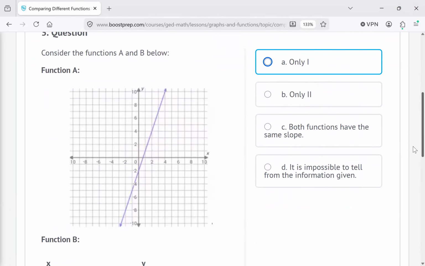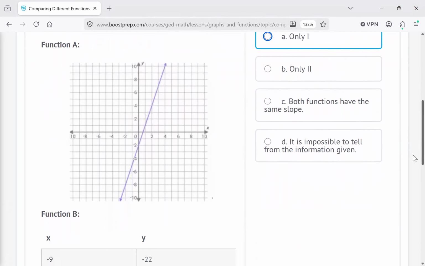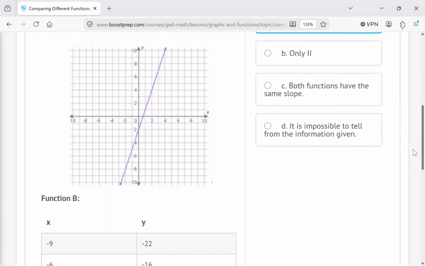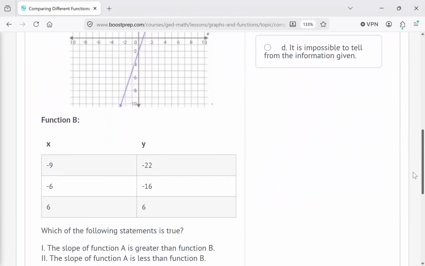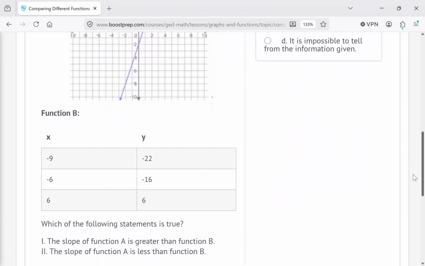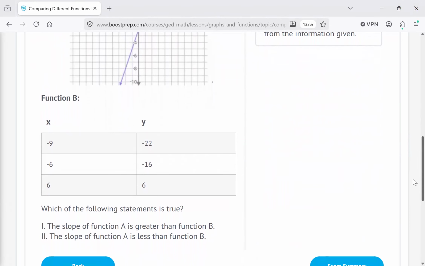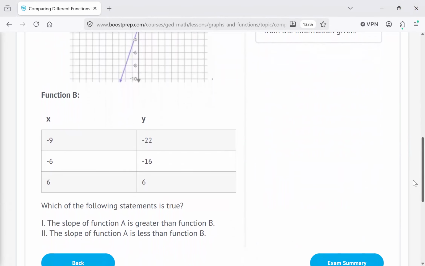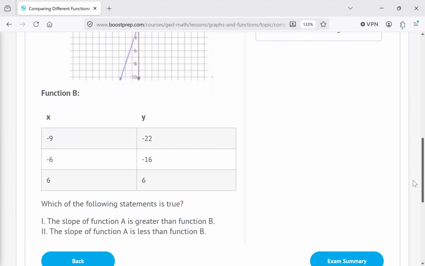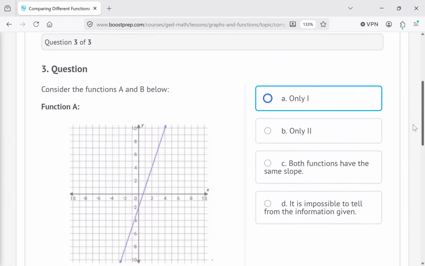Function A is a linear line that's going positive. And then function B gives you a table or coordinates. Which of the following is true? The slope of function A is greater than function B, or Roman numeral 2, the slope of function A is less than function B. So how do you find the slope?